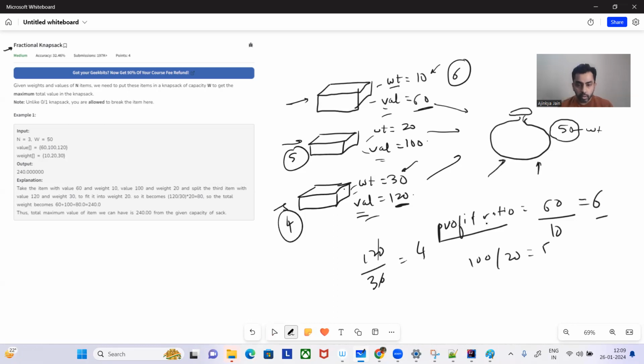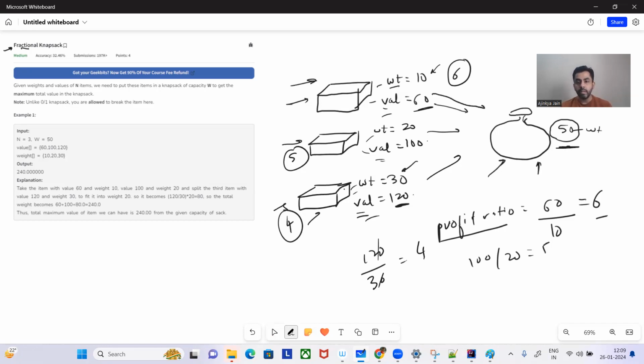So here the profit ratio for this item is 4. Now the item with the maximum profit ratio is this item, so this becomes the most valuable item. Now why is the name fractional knapsack? For example, the capacity of this knapsack is 50.